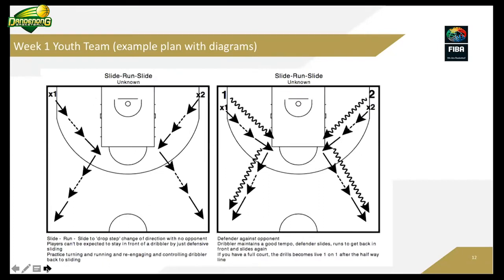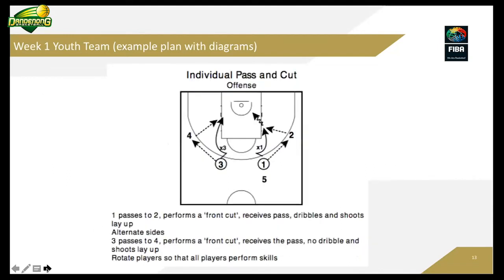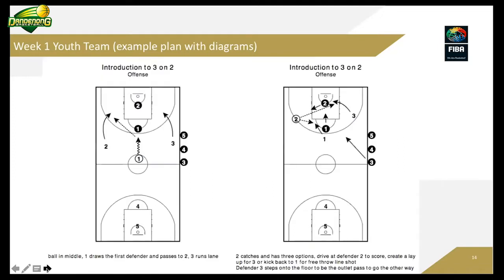Your run, slide, run is technique, right? Slide first, then take off in a run to catch a dribbler that's gotten past you, and re-engage with some slides. Then there's a diagram for that as competitive. You've got a little pass and cut, pass to the wing, use a defender or a chair, fake to the middle, come back and use a front cut to go catch and finish the layup.